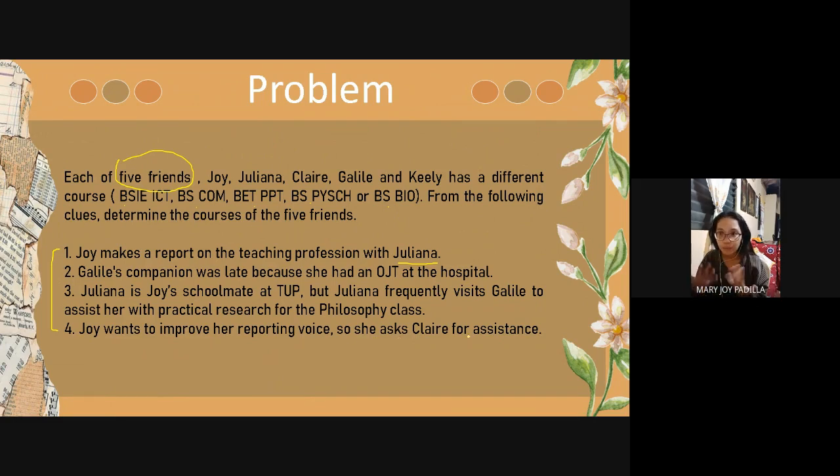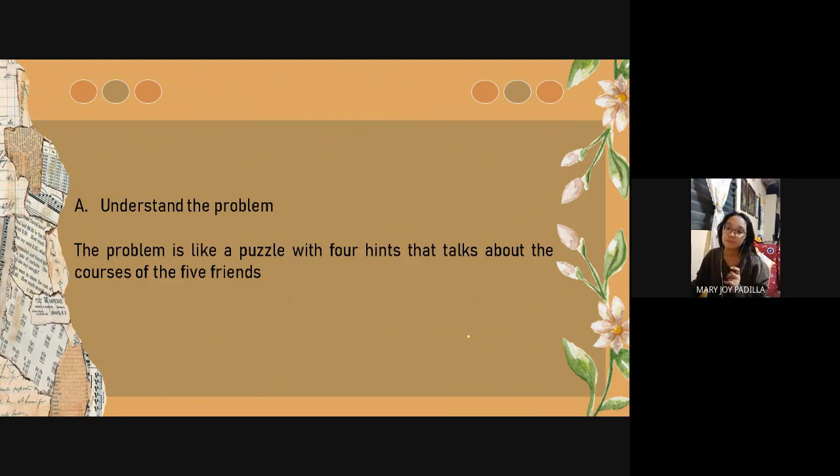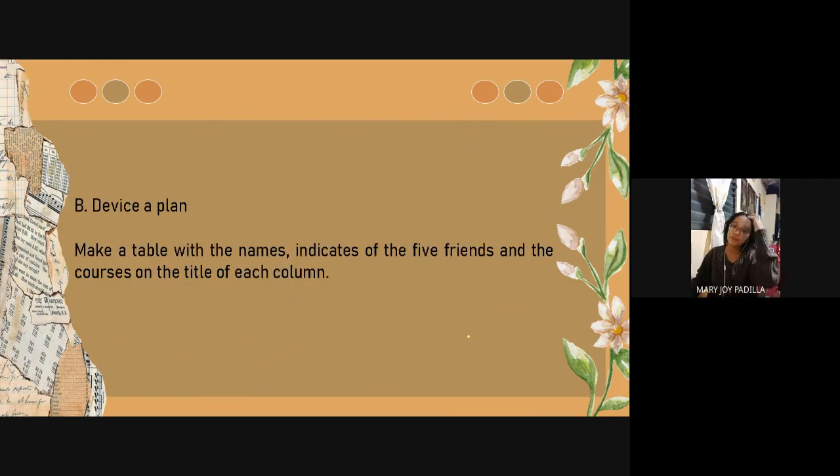So, how do we solve this problem? Like what I said earlier, Polya has 4 strategies to get the answer. First, understand the problem. It is like a puzzle with 4 hints. Meron tayong 4 hints na given. Then, it talks about the courses of 5 friends. Okay? So, to devise a plan.